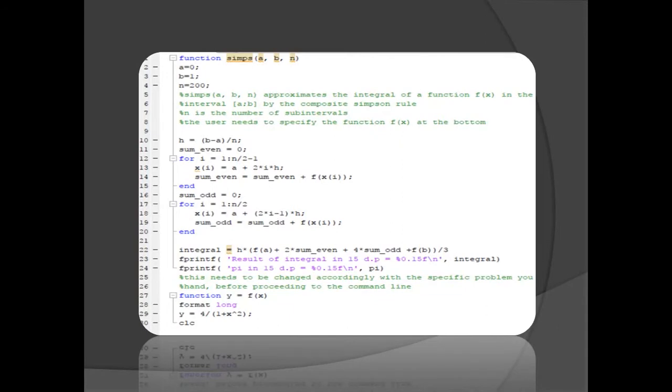So, as the conclusion, when we try by trial and error to find the value of n that gives the value of pi, we use the value of n equal to 200.